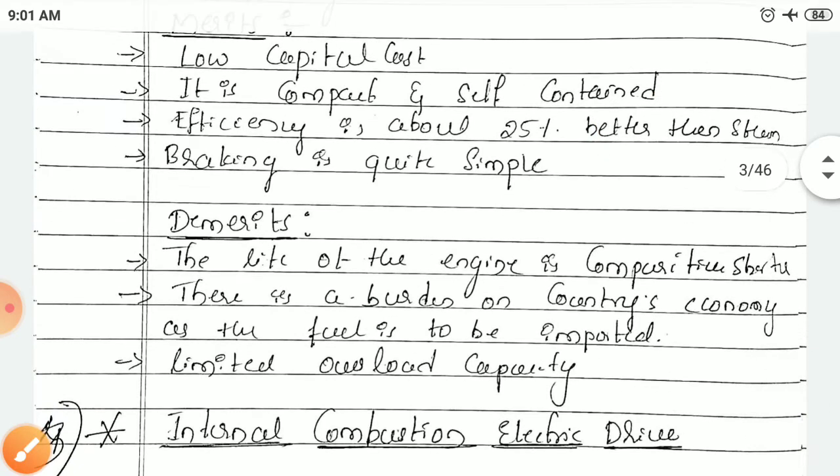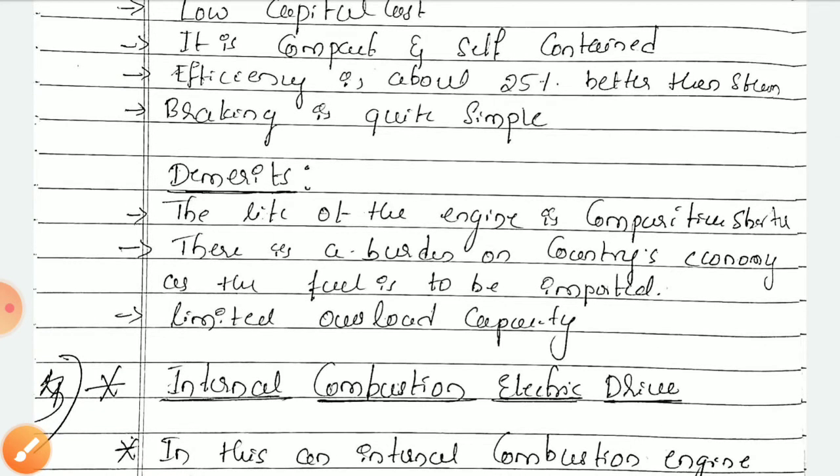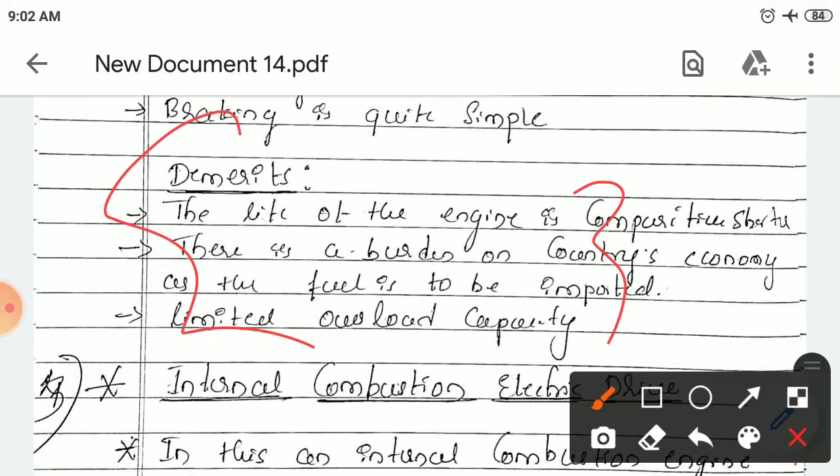As I said, the IC engine systems also have some demerits. The life of an engine is comparatively short. The lifespan of this direct IC engine system is comparatively lower than that of the steam engine system. And there is a burden on the country's economy as the fuel is imported. Since these engines require petrol, diesel and other fuels, we need to import them from other neighboring countries, so it will create an economic burden on the country. That's another demerit. Then there is limited overload capacity. So these are some of the demerits of direct IC engine systems.